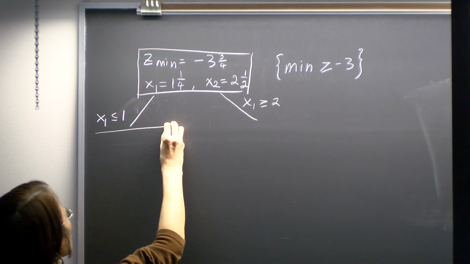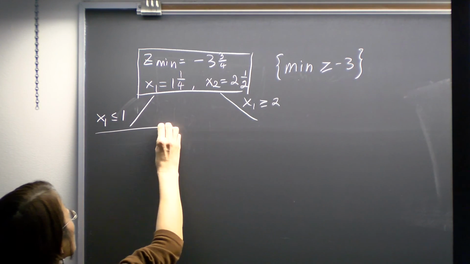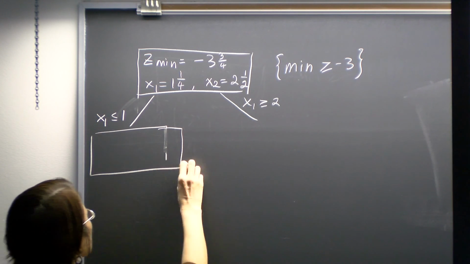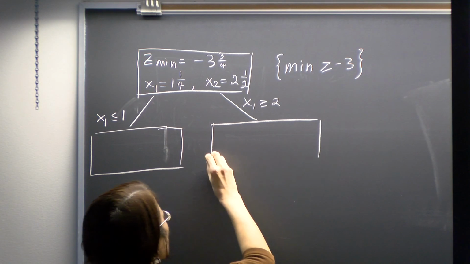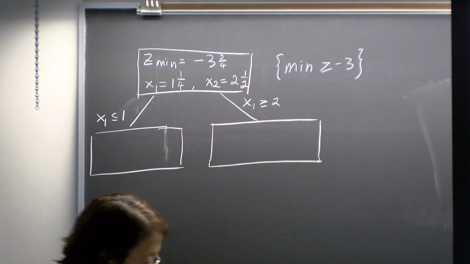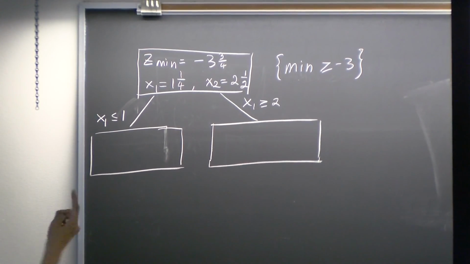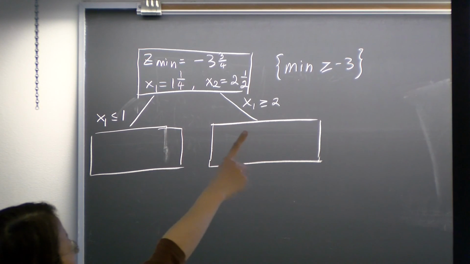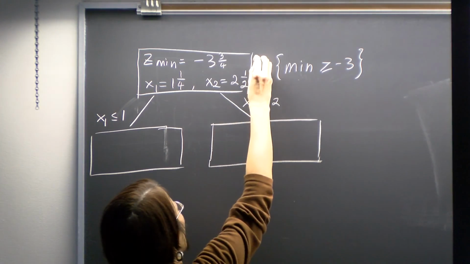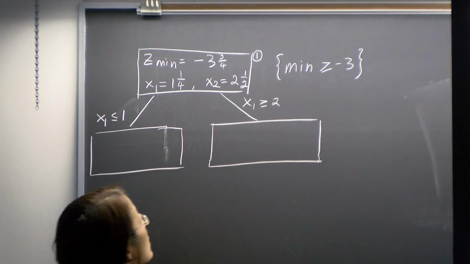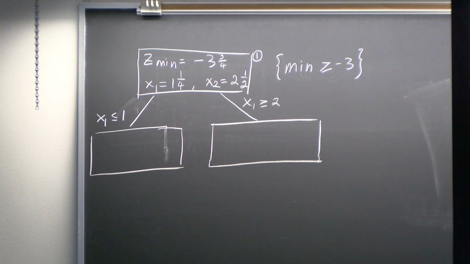Okay, so let's draw a block here. I'll put the answer here, and I'll put the answer here. Okay. So if you are using LP Assistant, when you first open the LP Assistant, it gives you a number for the problem. So this is problem 1. You might want to keep track of those numbers. So I will put in 1 next to this, say that comes from tableau number 1.